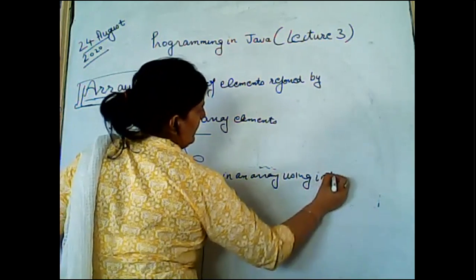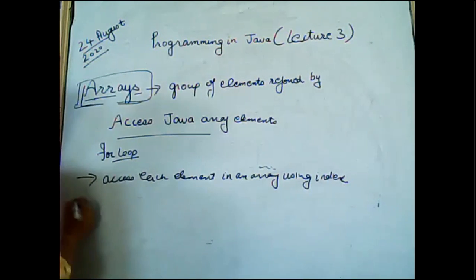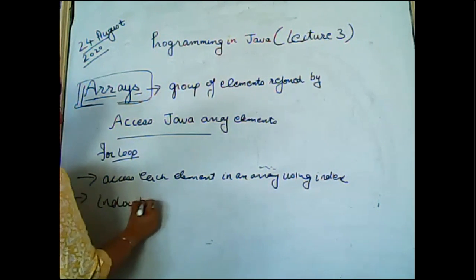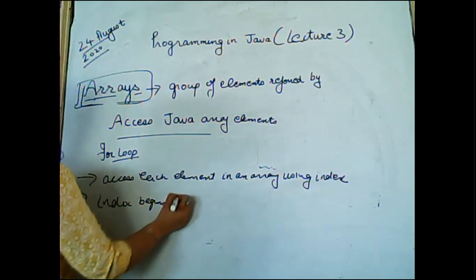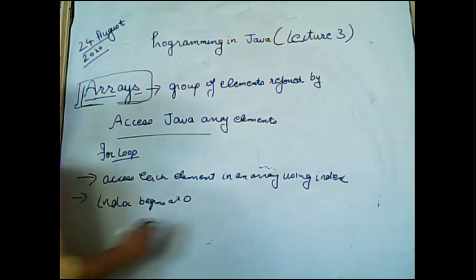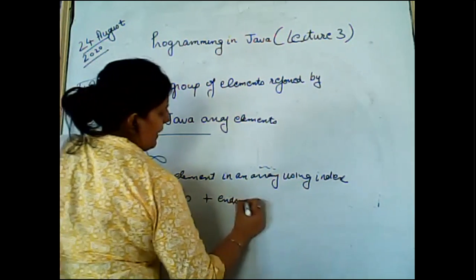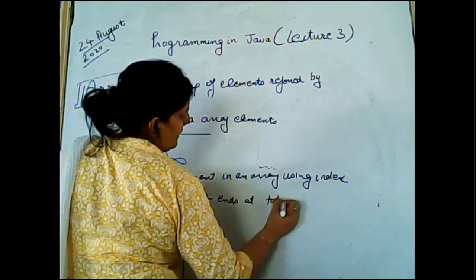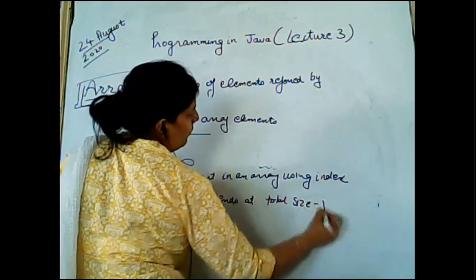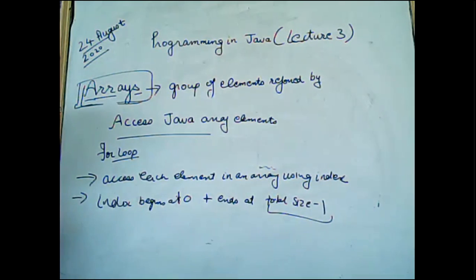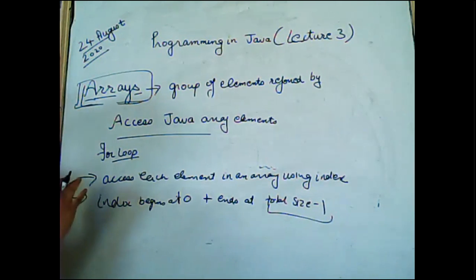So using the index part, we can access the elements. By default, the index begins at 0 and ends at total size minus 1. Obviously, if you are starting with the 0 element, the last element will be at the total size minus 1. So this is how we can use this in Java.